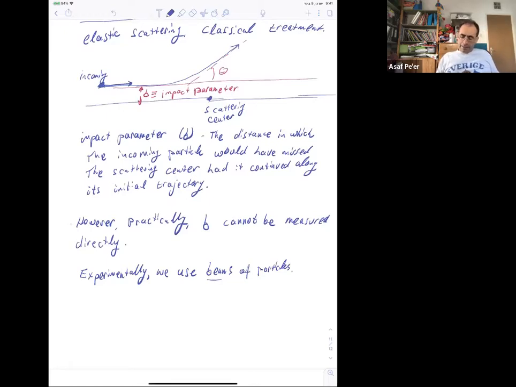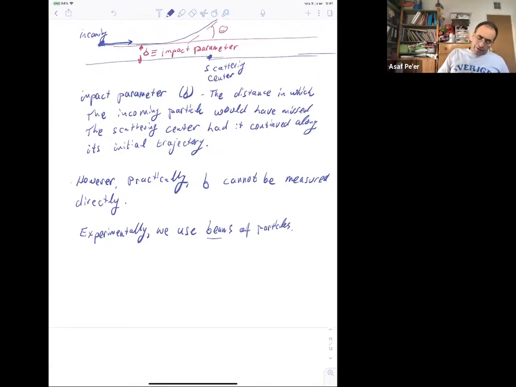Right, so the next thing to define is a thin target versus a thick target. So what is a thin target?